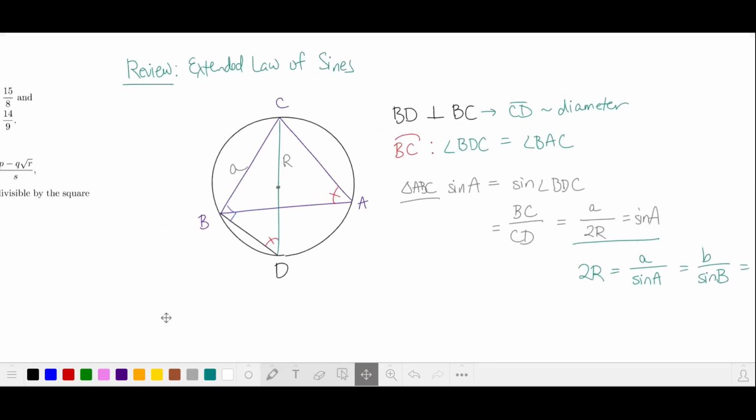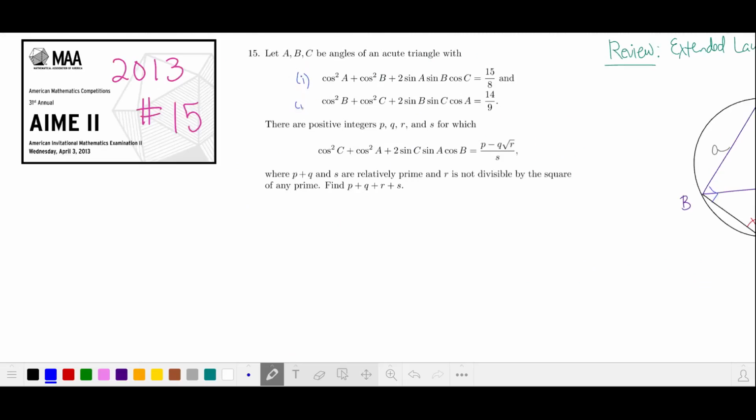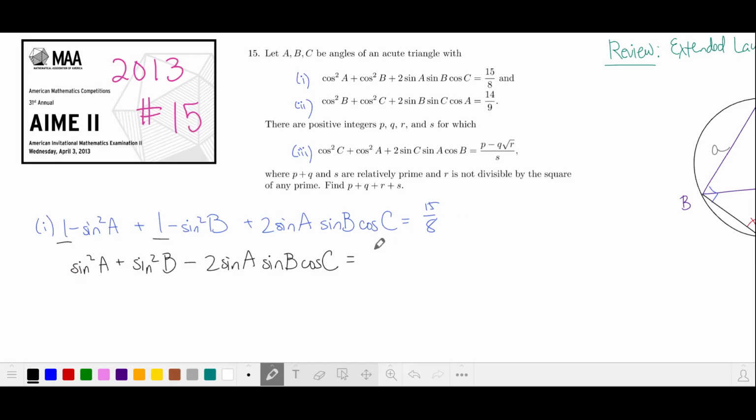Let's return to the problem. I'm going to number these equations, and we'll start with the first one. I'll replace the square of the cosine of A with 1 minus sine squared A, and cosine squared B is 1 minus the sine squared. I'll subtract these two and multiply the whole thing by -1, and subtracting 2 and multiplying by -1, we get 1 over 8.